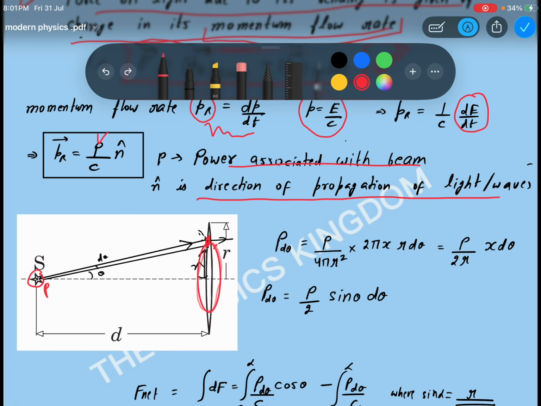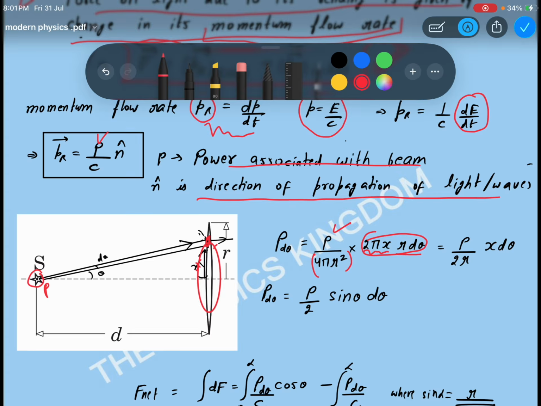A small ring I am considering where the light is striking. The radius of that ring is x, and the small area associated with this I can write as 2 pi x into r d theta. Now the total power is P. Power per unit area is P by 4 pi r square, and the area where these rays are striking is 2 pi x into r d theta.